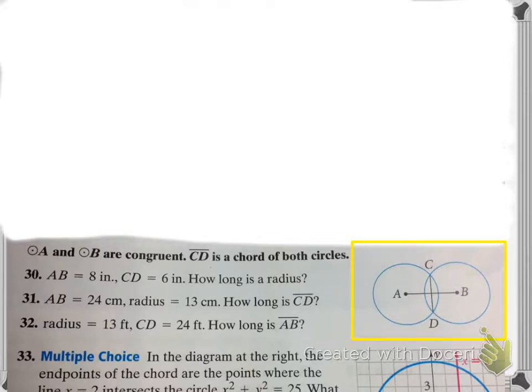It says circle A and circle B are congruent, and that CD is a chord of both circles. So it's kind of a cool concept, right? We have a chord that's on both circles, and the circles overlap. So we know that AB, it's this segment here, we know that segment is 8. We're looking at question 30. We also know that CD, which is this segment here, is 6. And we're looking for how long is the radius of either circle.